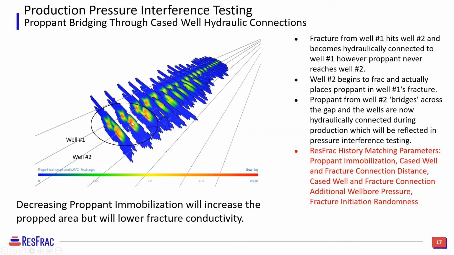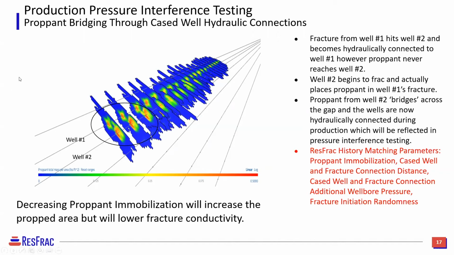If we decrease the proppant immobilization, this will increase the propped area. It'll also lower the fracture conductivity. It'll also potentially lower the GOR response. It can have a lot of different effects, but we still need this connection in order to match what we saw. So the things that we would match in ResFrac to make this work is 1, proppant immobilization.